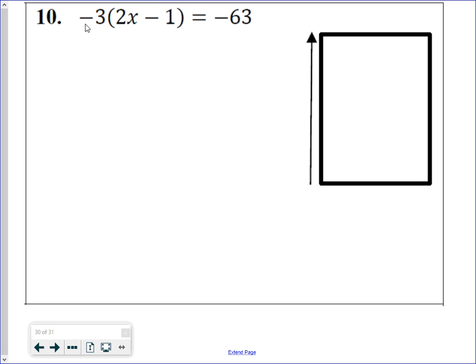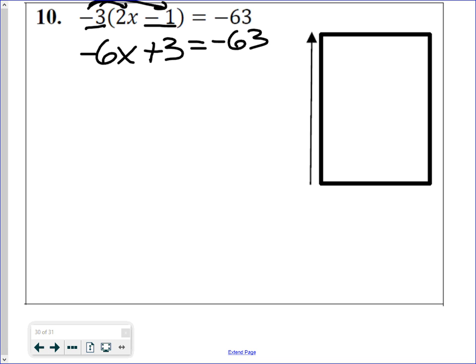So let's go ahead and do our distributive property. Negative 3 times the 2x and negative 3 times the negative 1. Negative 3 times 2x is negative 6x. Then negative 3 times a negative 1 is a positive 3. Two negatives make a positive, right? That seems to be probably the biggest hurdle mentally we had to get over here, is that negative 3 times the negative 1 is a positive 3. Okay, and then everything else we just write out. Equals negative 63.